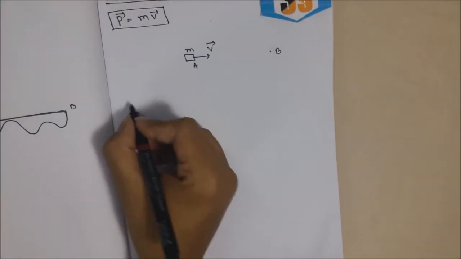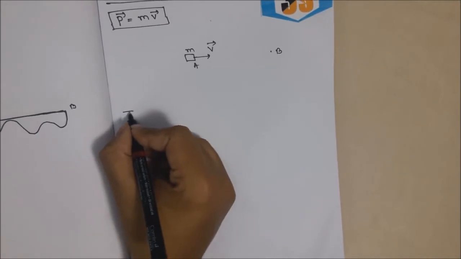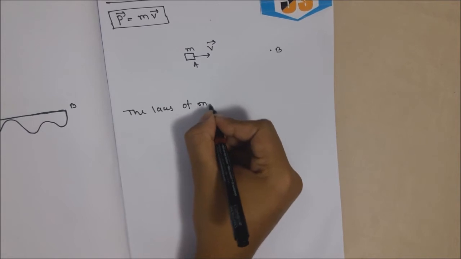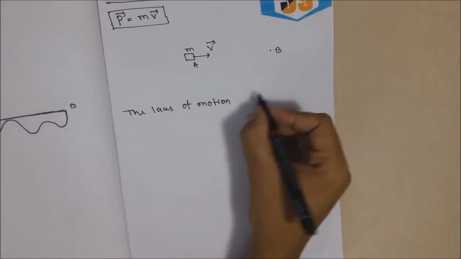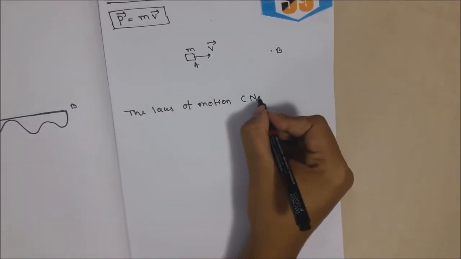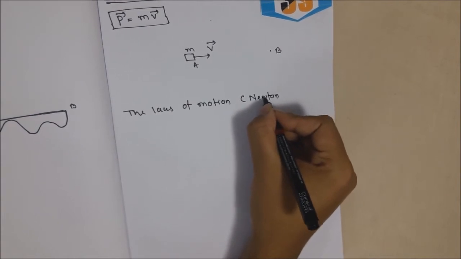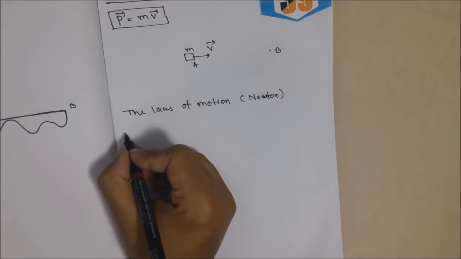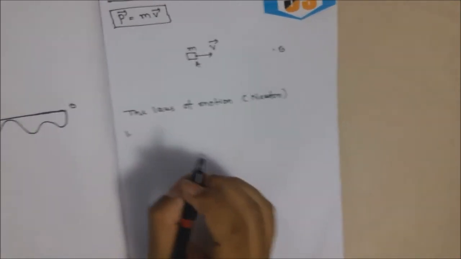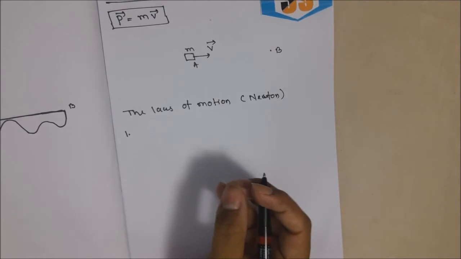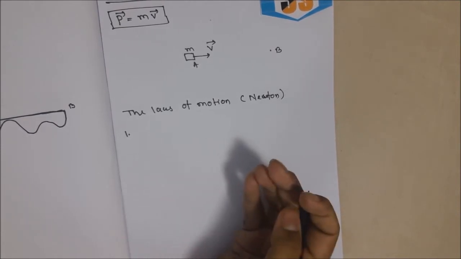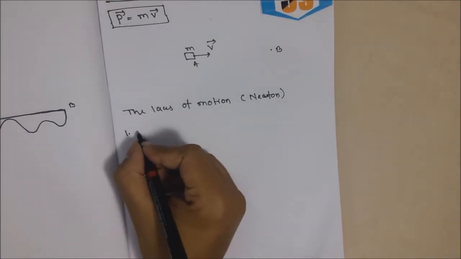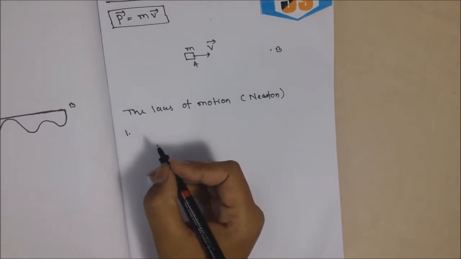And the next things are the laws of motion. These laws are given by Newton. There are three laws. According to the first law, if a body is at rest or moving with a uniform velocity, it will move in that way until an external force is applied on it. That means the body will have no acceleration.